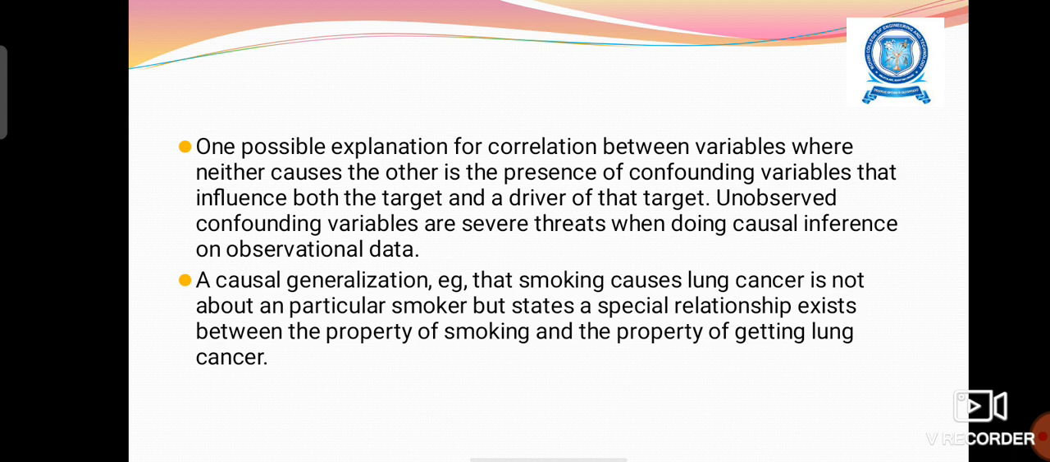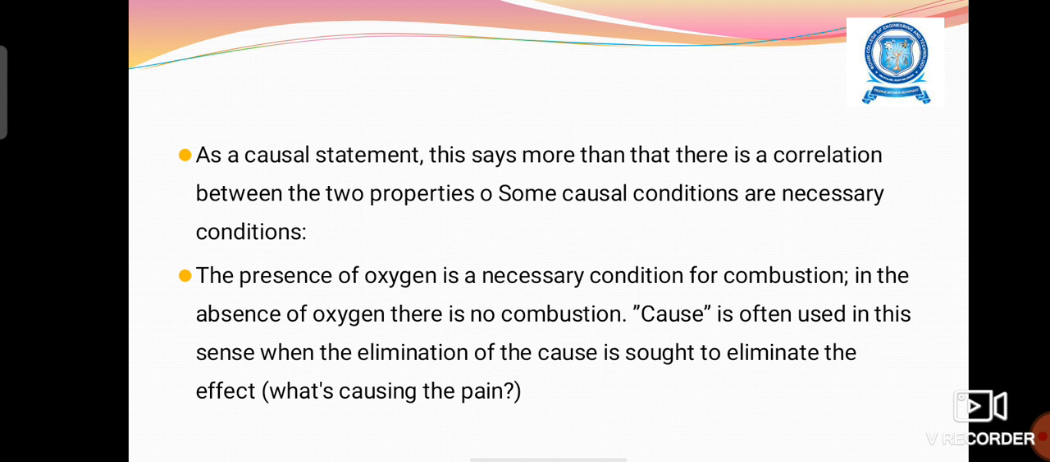For example, smoking causes lung cancer is not about a particular smoker, but states that a special relationship exists between the property of smoking and the property of getting lung cancer. A causal statement says more than that there is a correlation between two properties.